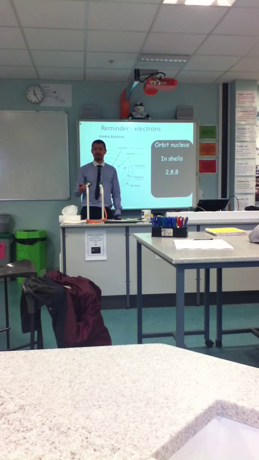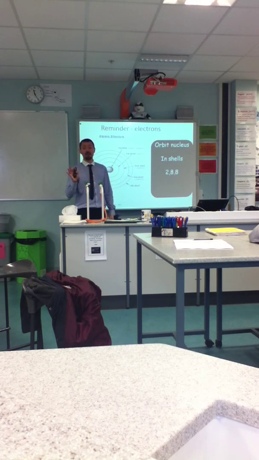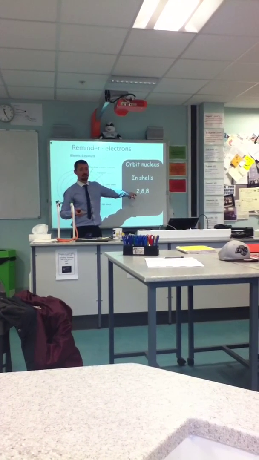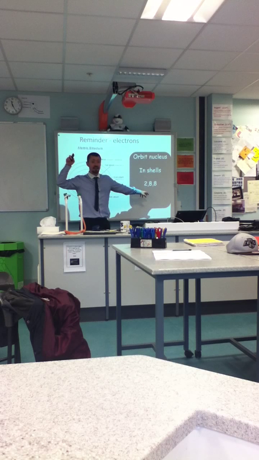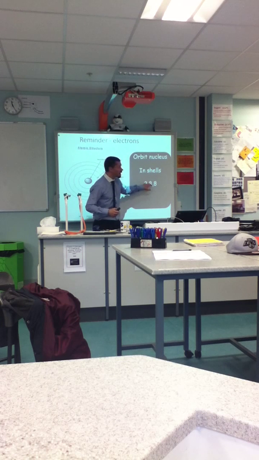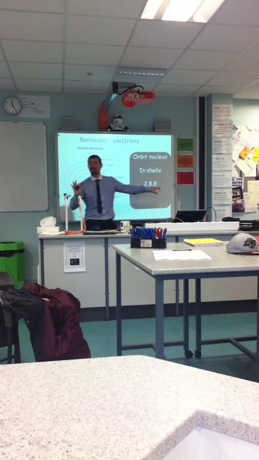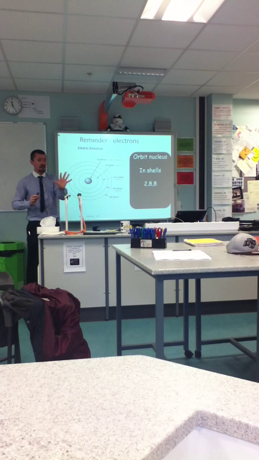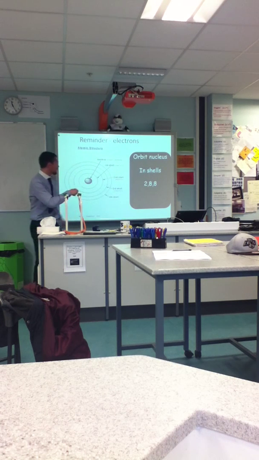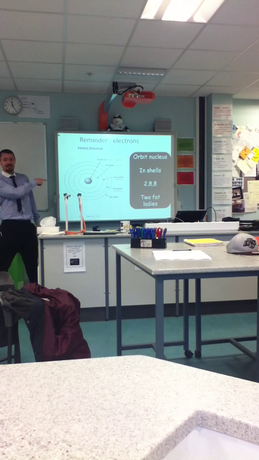Someone in 10SC3, I think it was, came up with a brilliant way of remembering 2, 8, 8. She used the bingo call, two fat ladies. So when you call out 88 in a bingo hall, the guy will go, two fat ladies, 88. And if you look, we've got two fat ladies. Genius. So if we're filling up the electron shells, then we should remember two fat ladies, 2, 8, 8. Fantastic. There you go, see, two fat ladies.